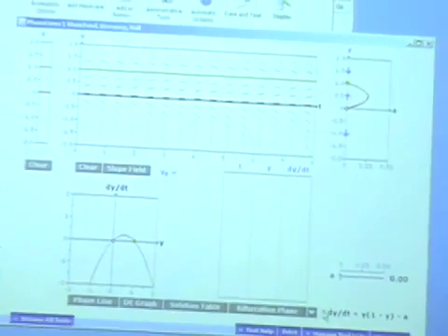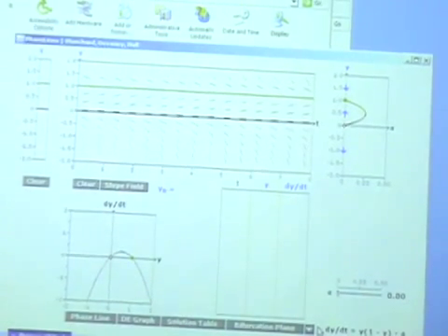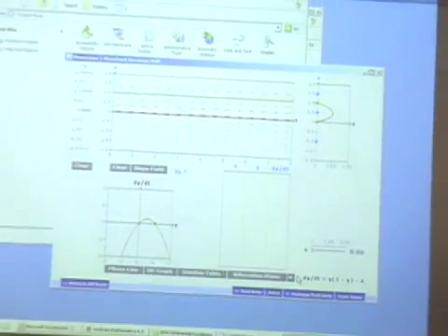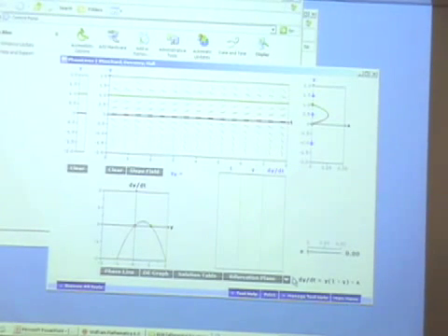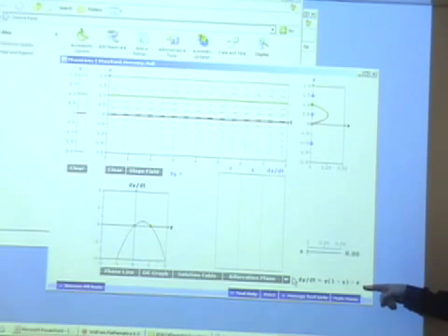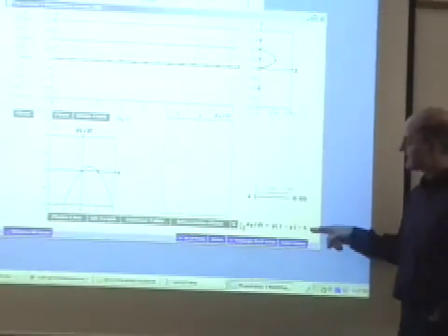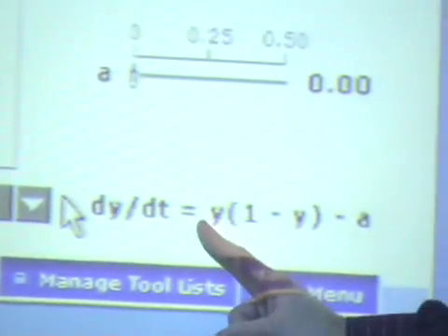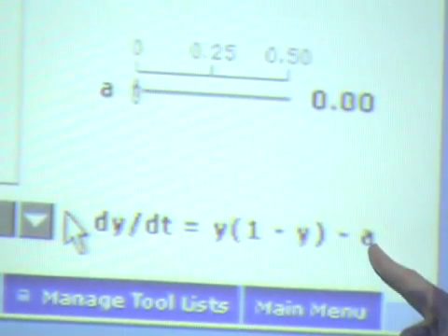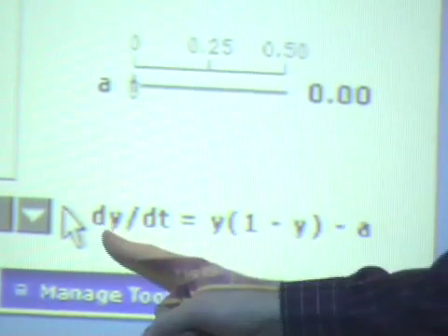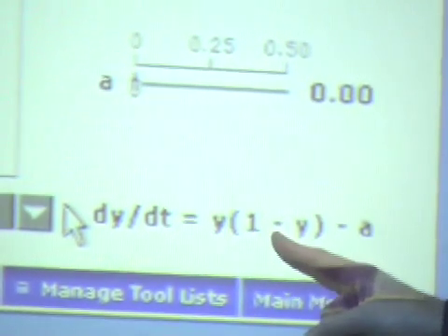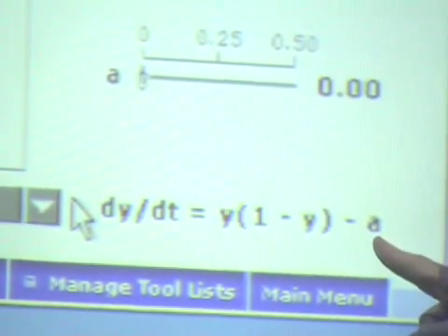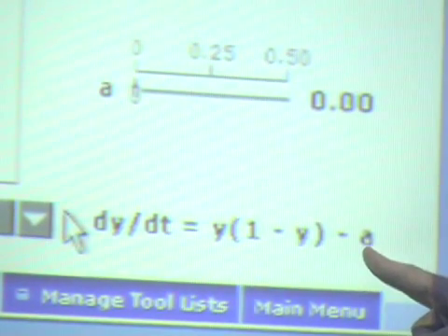This is a particular program that comes with the CD-ROM with your book. It's called phase lines. And basically the equation down in the lower right here, you might want to zoom in on that quick, is essentially the differential equation we were looking at, though the k is 1 and the n is 1. This is an a here, if you can't quite see that. This says dy dt equals y times 1 minus y minus a. A is like the c. It's the parameter that's the harvesting.